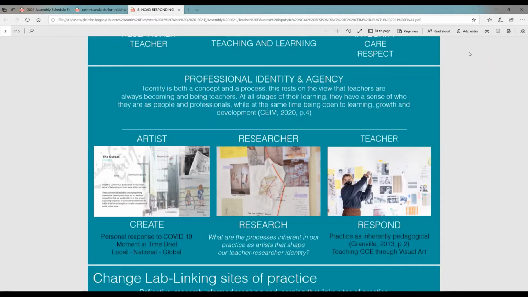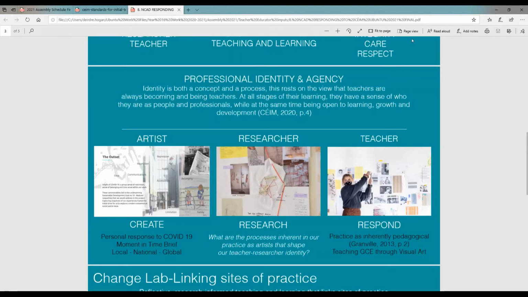So then the third phase of this cycle is to engage with their teacher identity. They use this experience of the Change Lab as a point of departure to create a unit of learning. And in reference to Professor Gary Granville, they draw from their understanding of their art practice as being inherently pedagogical. So how they think, how they contextualize, and how they make work as artists and designers informs their methodology of how they teach it in classrooms.